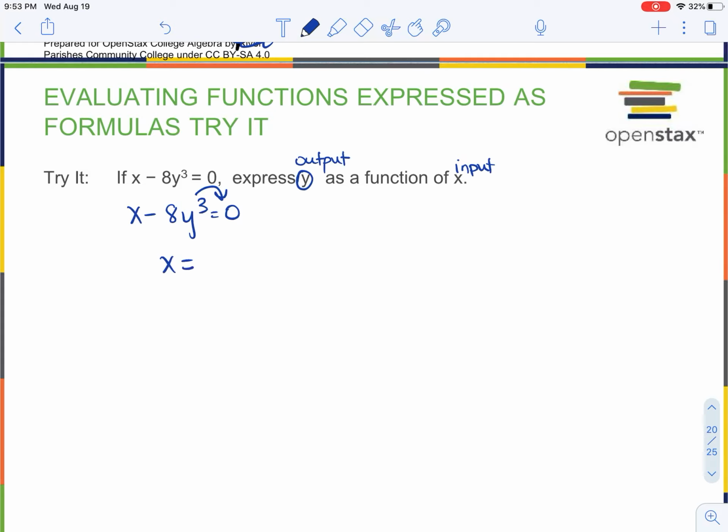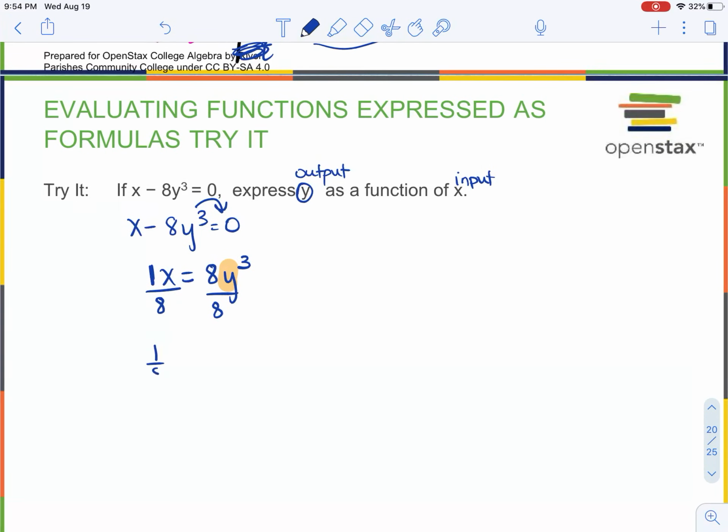I'm going to add the 8y to the third to both sides, since there's a 0 on the right hand side. That way I make everything positive. Now I still want to get y by itself, so we're going to divide both sides by 8. There is an invisible 1 in front of the x that we don't usually write. So we have 1/8 x is equal to y to the third, because the 8's cancel and leave 1y to the third.